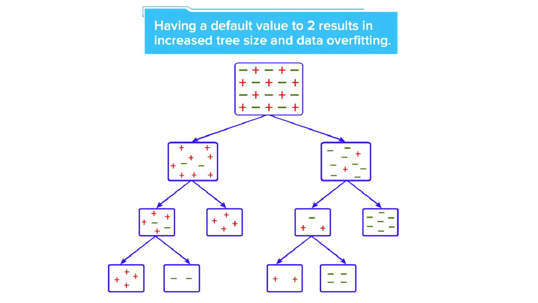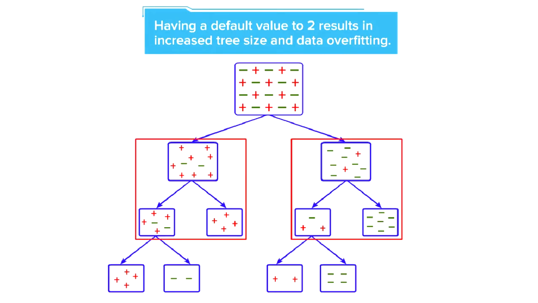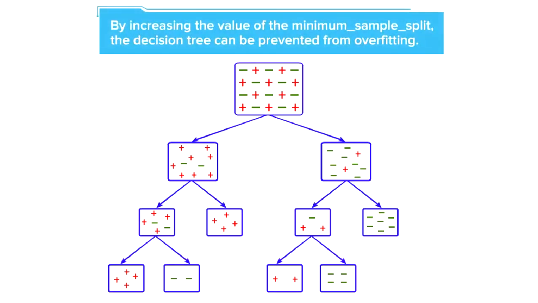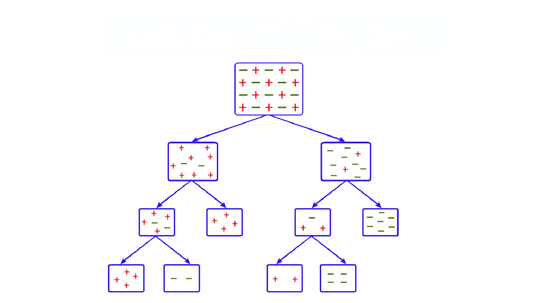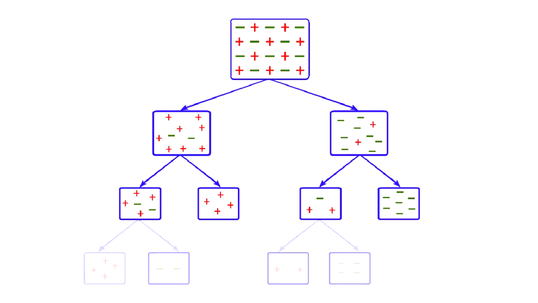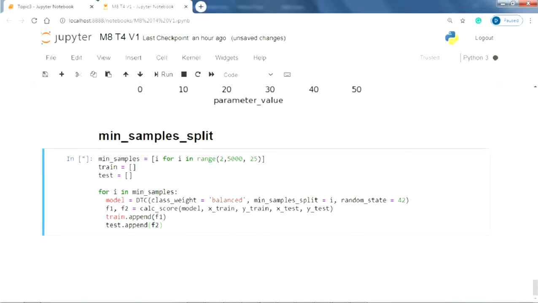Having a default value of 2 poses the issue that the decision tree often keeps on splitting until the nodes are completely pure. As a result, the tree grows in size and therefore overfits the data. By increasing the value of the minimum sample split, we can reduce the number of splits that happen in the decision tree and therefore prevent it from overfitting. In this example, if we increase the min split value from 2 to 6, the resultant tree would look like this.